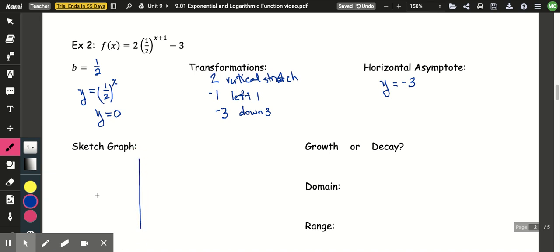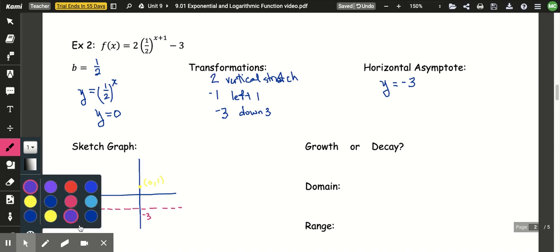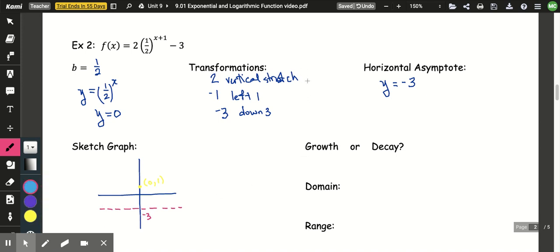So starting with a coordinate plane, I'm going to put in my horizontal asymptote. So y equals -3. So that would be somewhere down here. I'll draw that in and then I'll label it -3. And I'm going to do the same thing I did last time. So I'm going to put in the y-intercept from the parent function, and then I'll make all of these transformations happen to it to find the next point that I'll put on my graph. I think I'll do it in light blue.